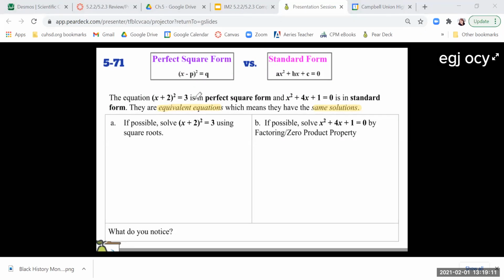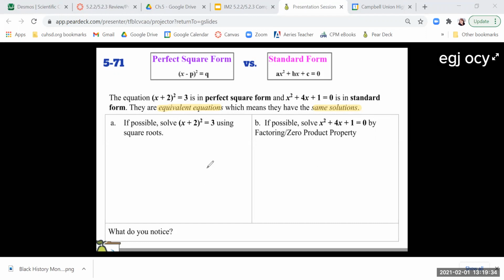So if we are trying to solve each of these equations, part A says, if possible, solve x plus 2 squared equals 3 using square roots. So we're going to go through this process. And then in part B, it says, if possible, solve this equation by factoring or zero product properties. So we're going to try them both.